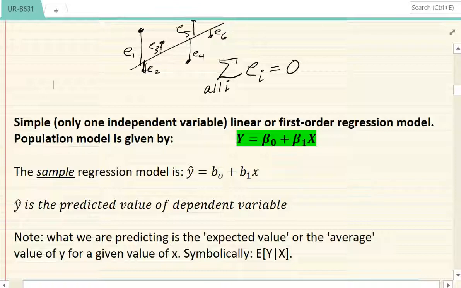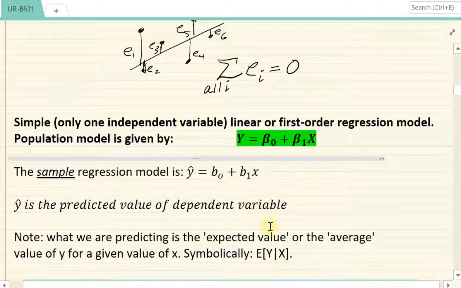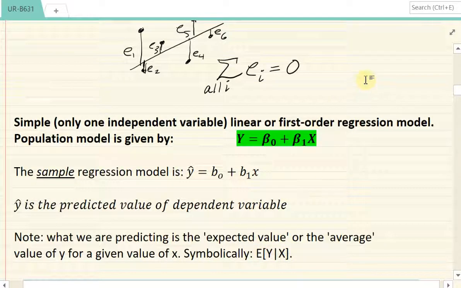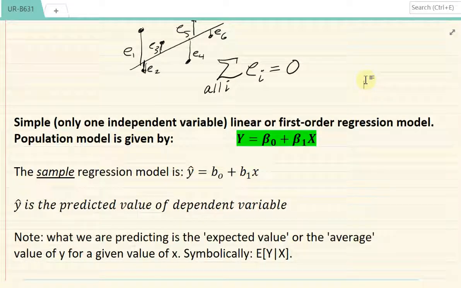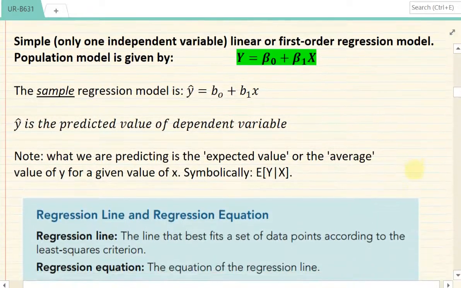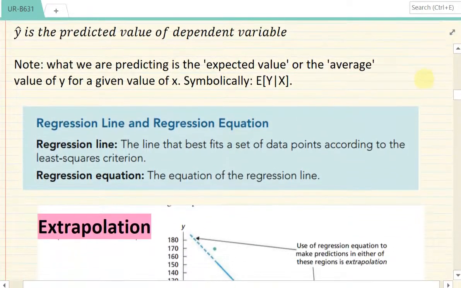But what it means is this. What we are predicting is indeed the average value, or what we call the expected value, of the dependent variable y for a given level or value of x. Symbolically, this is what we're actually predicting. So we're not predicting just any value of y. It's actually the average value of y. I'll be able to clarify a lot of this through an example as we go.